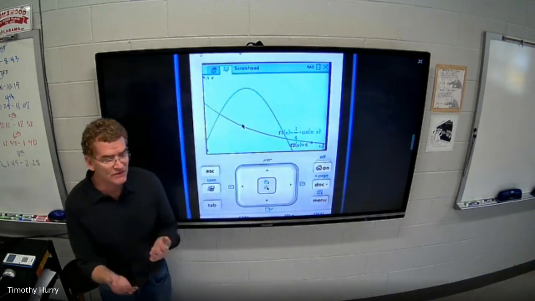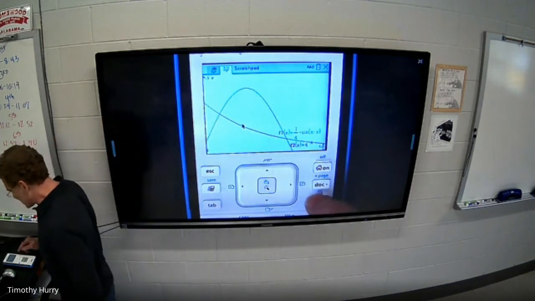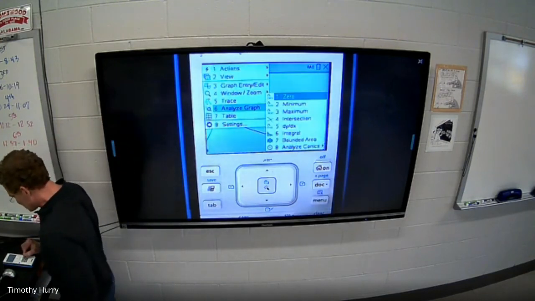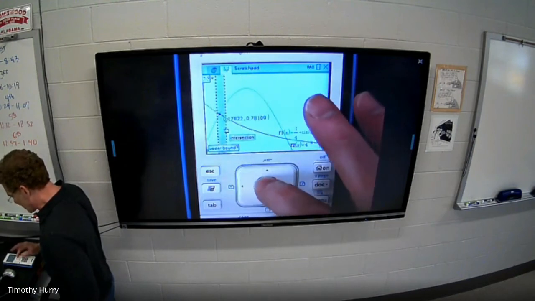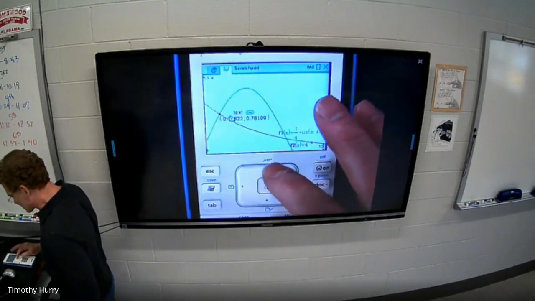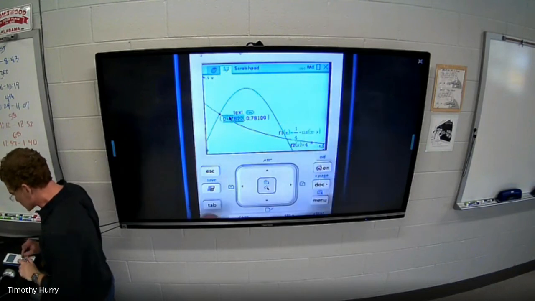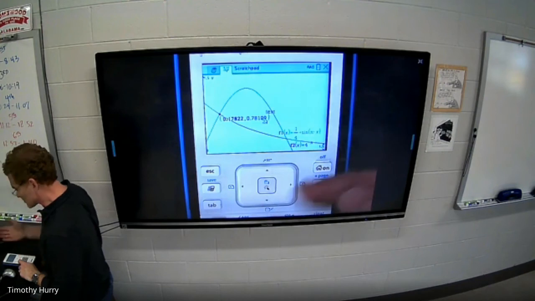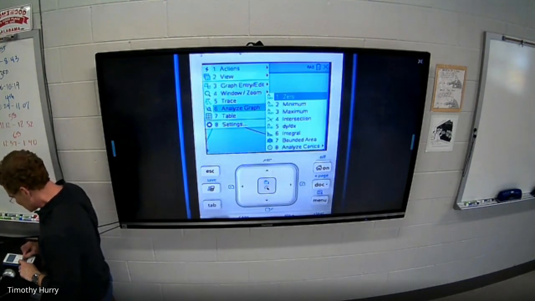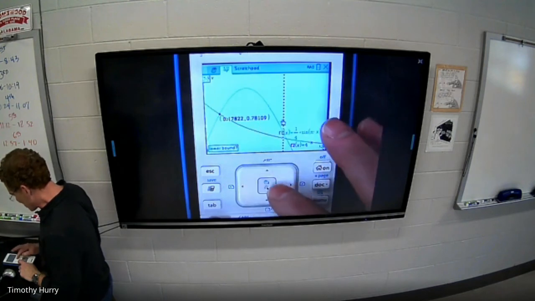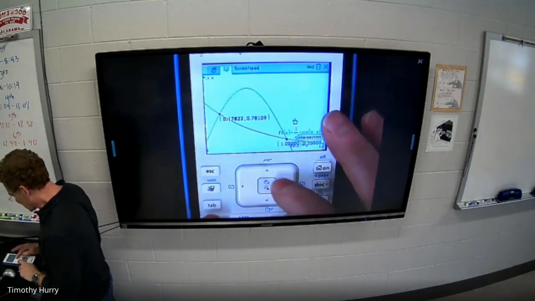But the advantage of the Inspire is you can go Menu, Analyze, Intersection. Look, I can just go left bound, right bound. I can go right up to that X, click on it, store it as A. And then I can do the same thing. As you can see, it's stored as A. Menu, Analyze, Intersection, left bound, right bound. I can store that as a B.